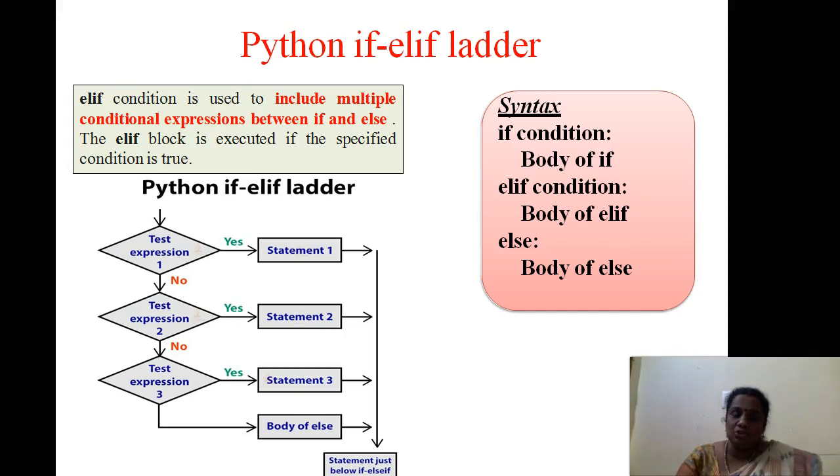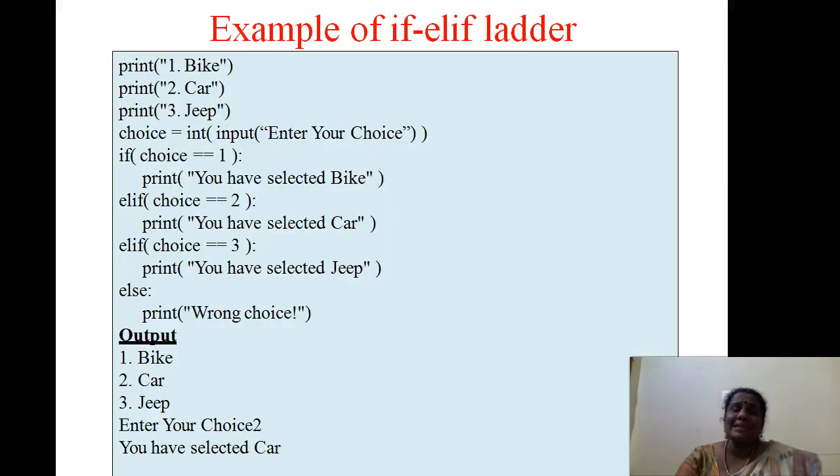It will be more easily understood if you see one example. See, here I have printed 1 for bike, 2 for car, 3 for jeep. You have to give a choice. If you give 1, you will be selecting a bike. If you give 2, you will be selecting a car. If you give 3, you will be selecting a jeep. Like this, based on the condition, that statement will be executed. Like this, you can add n number of conditions. If they are not giving 1, 2, 3, if they are giving any other number, then it will come to the else part. This is an example for elif.